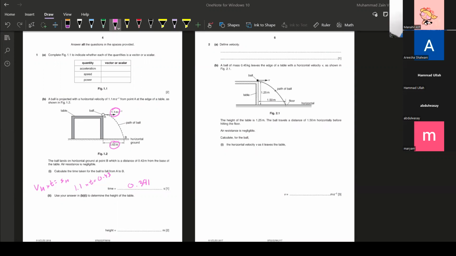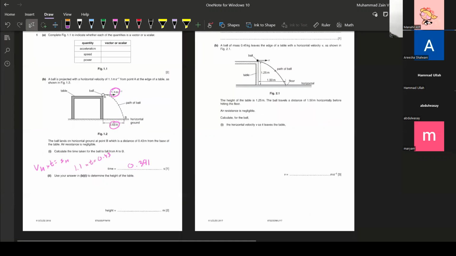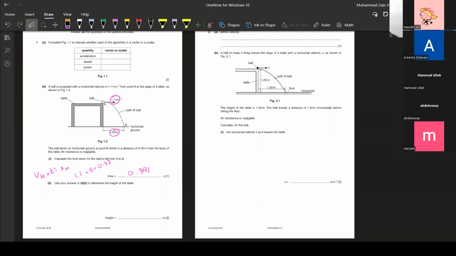Okay, so I was able to find the time. Now in the next part: use your answer in part B to determine the height of the table. Now I need to determine the height of the table using just the time. That's how they trick you. With projectile motion questions, if you pay attention and think critically, you just need two or three values and you'll be able to find all other things using the equations of motion. So they just told me time and they're now asking me to determine the height of the table.